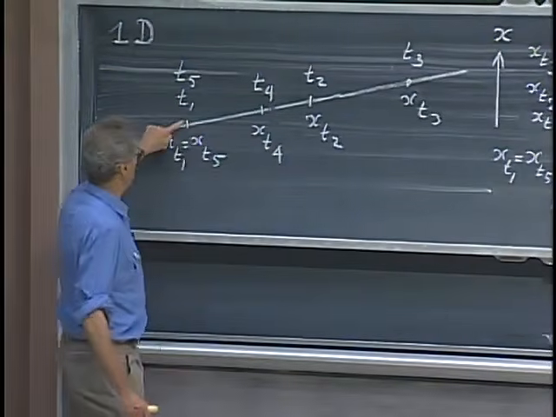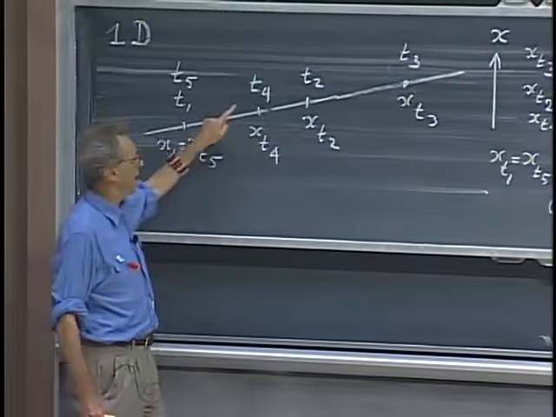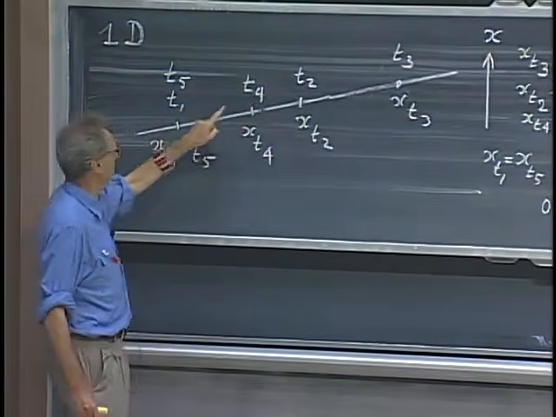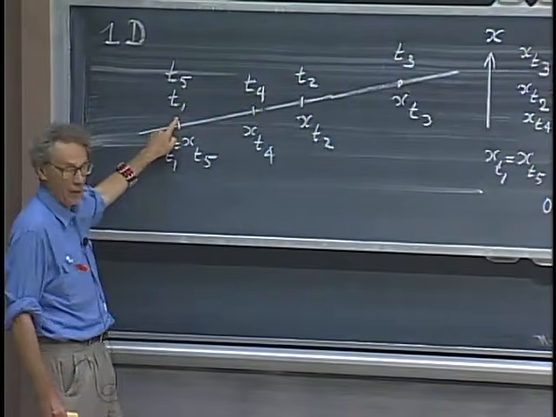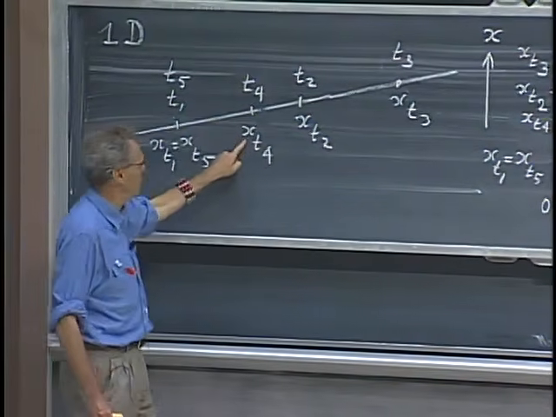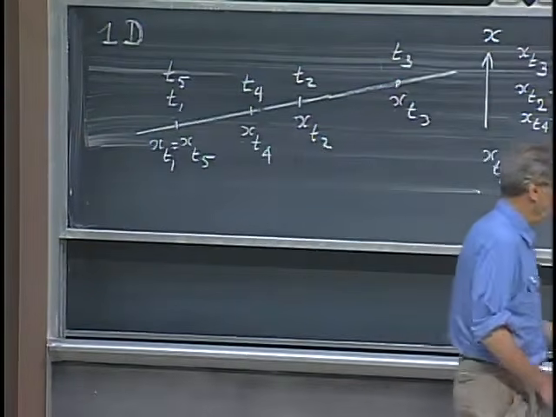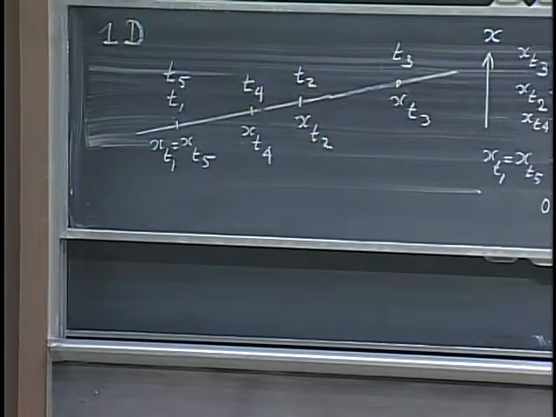And I'll tell you that the object is here at time t1. At time t2 it's here. At time t3 it's there. At time t4 it's here. And at time t5 it's back where it was at t1. And here you see the positions in x where it is located at that moment in time.